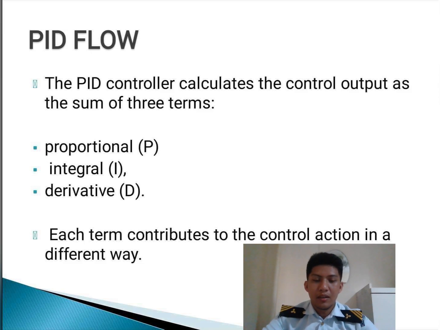As I mentioned earlier, PID stands for proportional, integral, and derivative. The PID controller calculates the control output as the sum of three terms. Those three are so-called terms and have their own ways of controlling the system. Each term contributes to the control action in a different way.